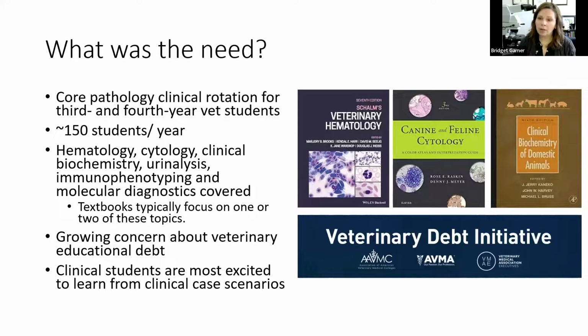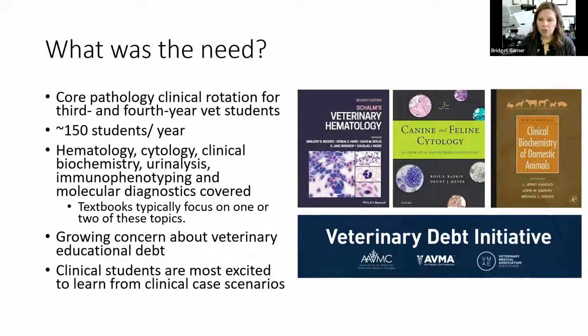The four collaborators each contribute to a core pathology clinical rotation for third and fourth year veterinary students here at the College of Veterinary Medicine. This is a required rotation that spans an entire clinical year, but students are with us for only 3 weeks, each in groups of 8 to 10. And we teach approximately 150 students over that year-long period.